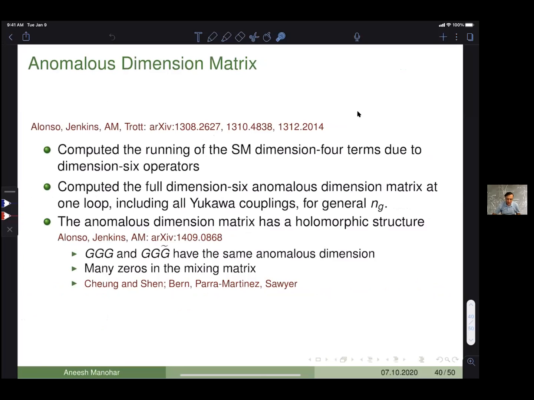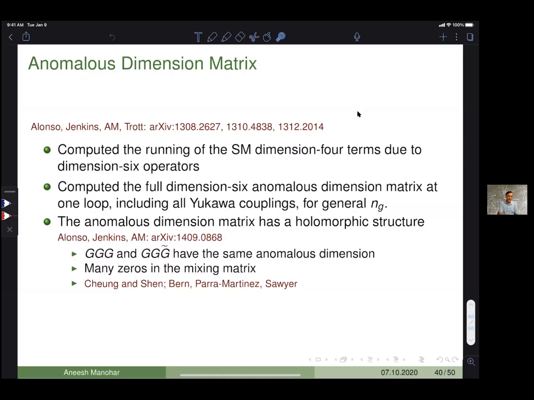And there are some interesting features of the anomalous dimension which we found. One of them is that there's a holomorphic structure to the anomalous dimension, which is sort of reminiscent of supersymmetry, but the theory has no supersymmetry in it. And one consequence of this holomorphy I'll just mention is that, for example, the 3-gluon operator G cubed and the 3-gluon operator G G G dual have the same anomalous dimension, because they're related by holomorphy. One is the real and one is the imaginary part of a holomorphic operator. And if you start doing this diagrammatically, it's really quite mysterious because this operator has an epsilon symbol and the diagram structure looks completely different.